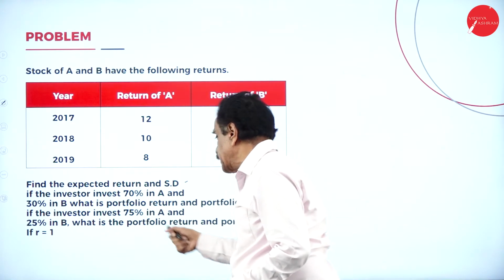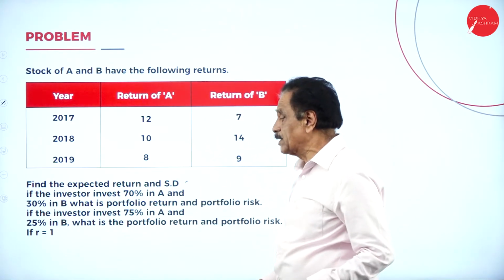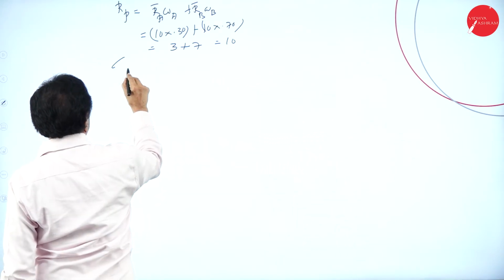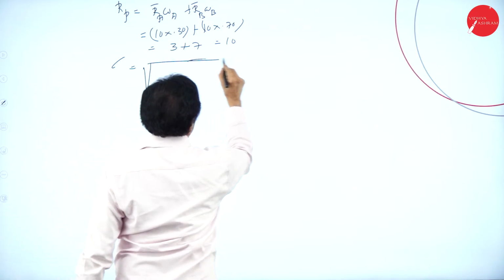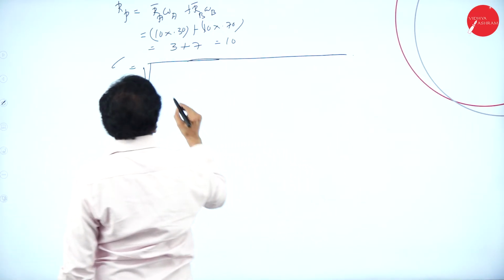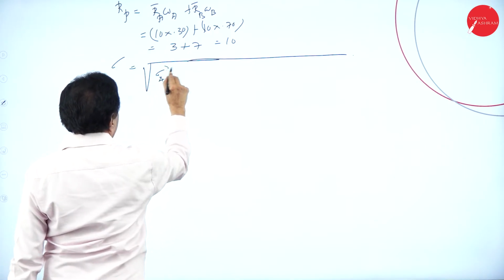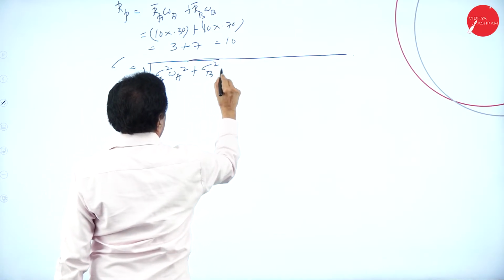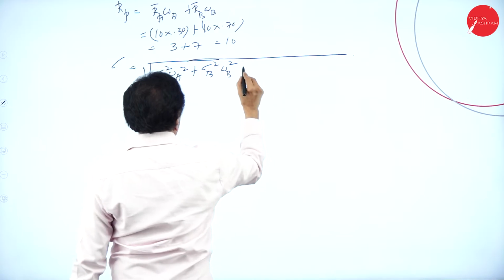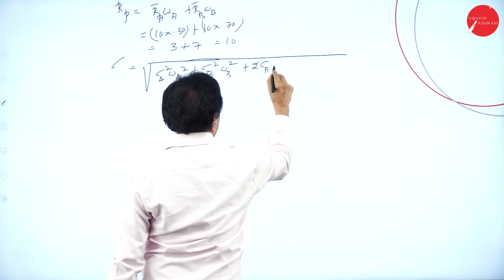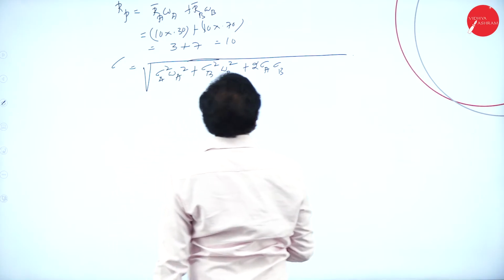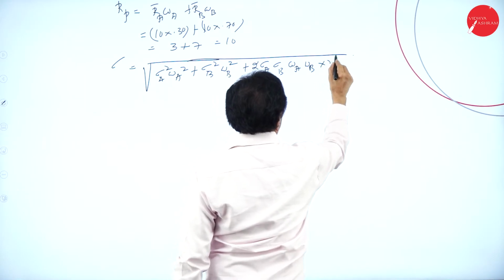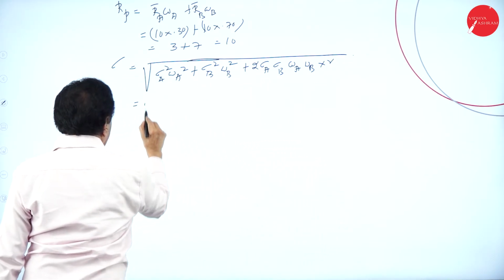Assume that the correlation R is equal to 1 in both cases. Then the portfolio risk is root of standard deviation A square, WA square, plus standard deviation B square, WB square, plus 2 into standard deviation A, standard deviation B, then weight of A, weight of B into R.